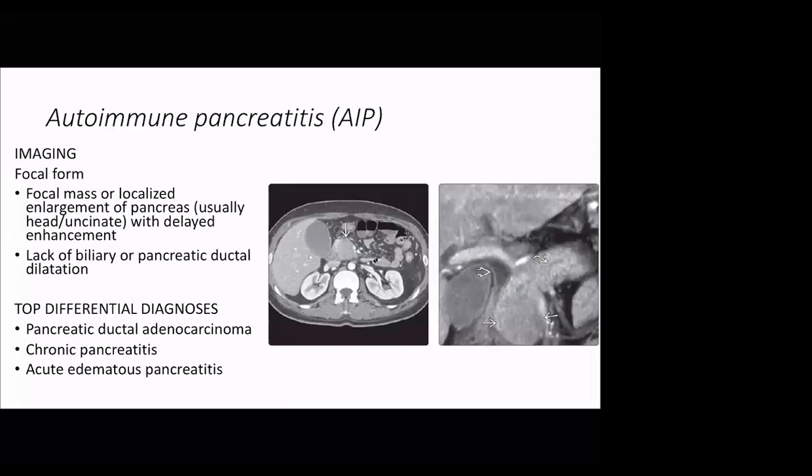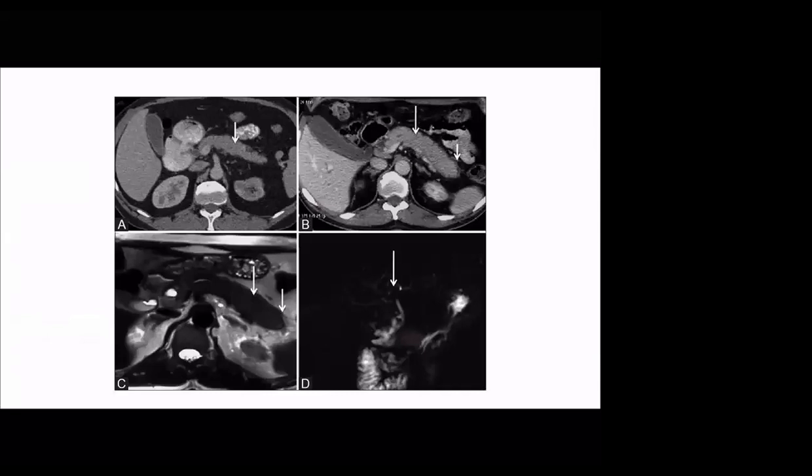الfocal form عادة يجي as a focal mass or localized enlargement of pancreas, usually يكون بالhead or بالuncinate process with delayed enhancement, with lack of biliary or pancreatic duct dilatation. The top 3 differential diagnoses of autoimmune pancreatitis هو pancreatic ductal adenocarcinoma, chronic pancreatitis, and acute edematous pancreatitis. هذا example of autoimmune pancreatitis. Axial CT scans show sausage-like appearance of the pancreas.